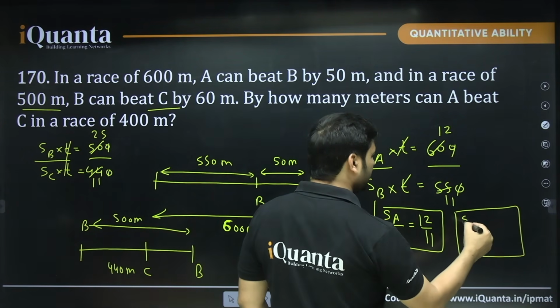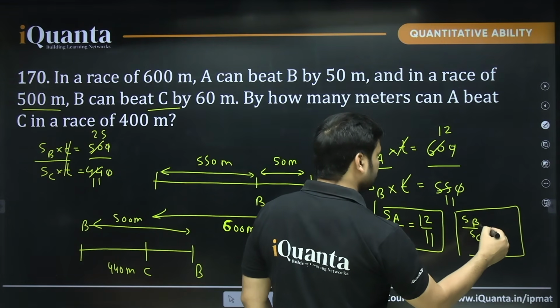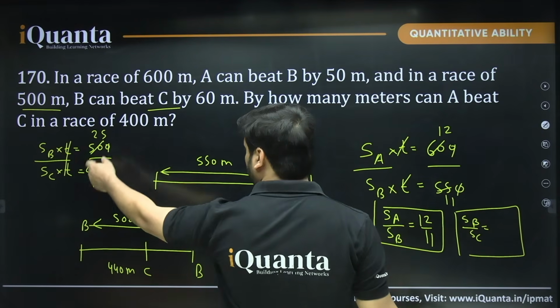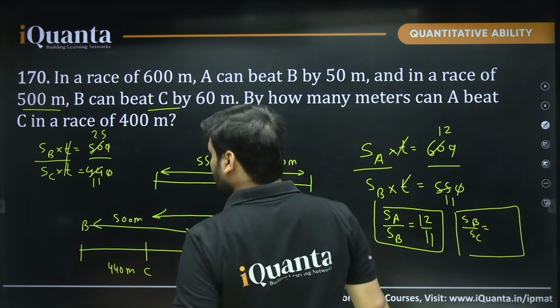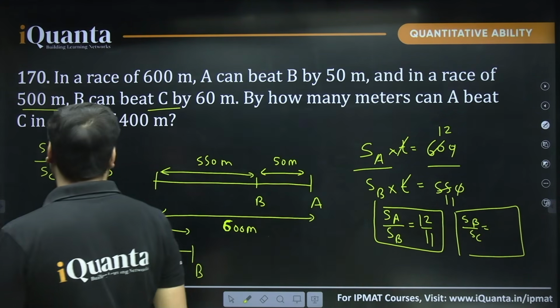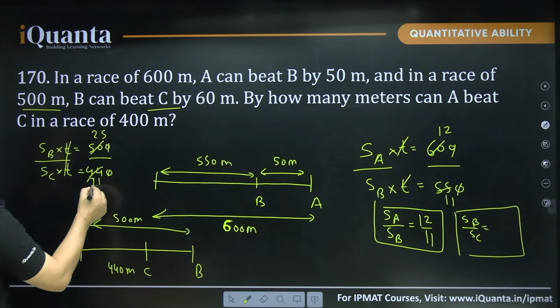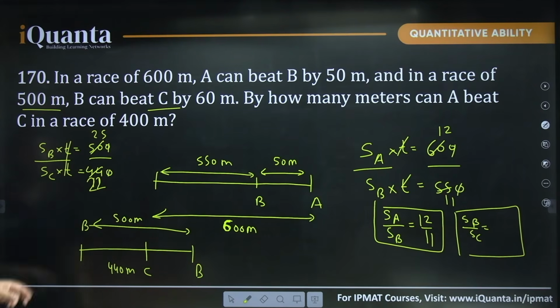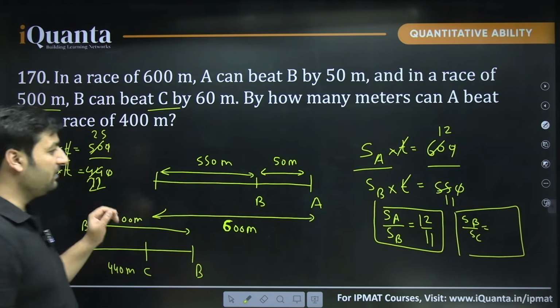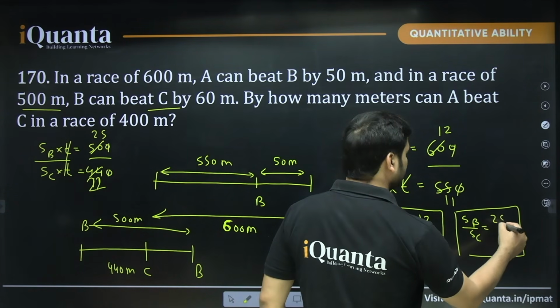Write the ratios together. SB upon SC, that is equal to how much? 25 by, this will be 25 by 22, isn't it? Because we are cancelling by 2. So, 25 by 22 will be the ratio of speed here.